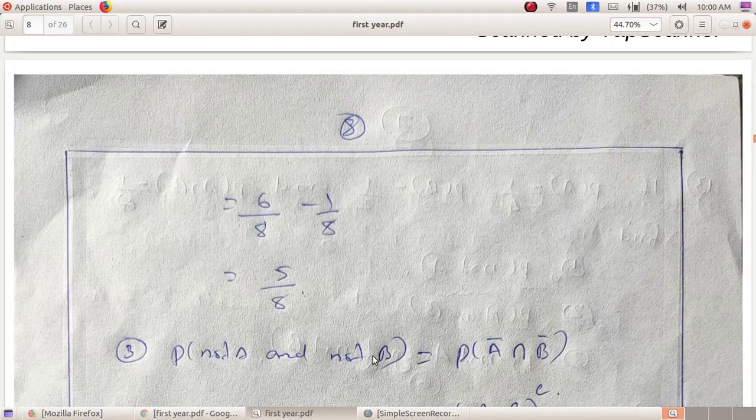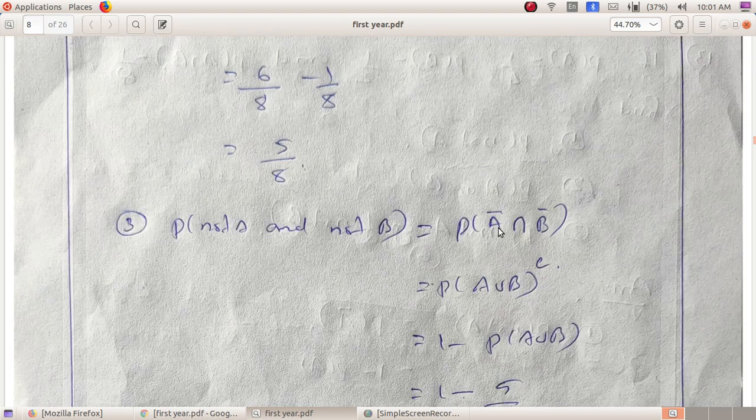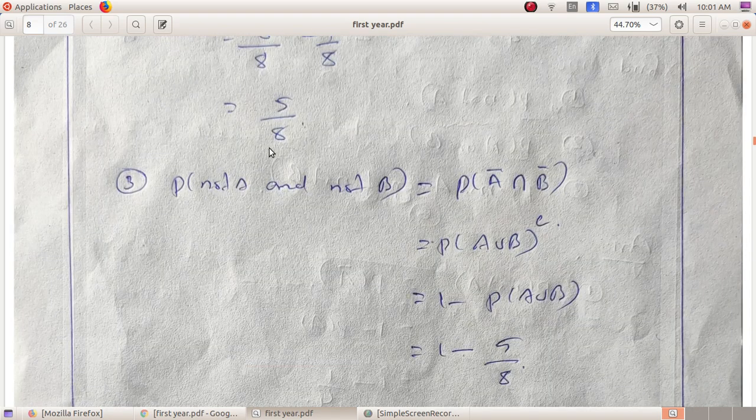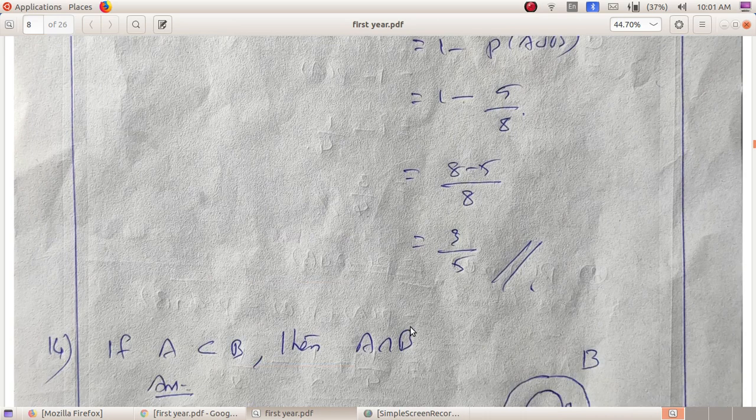P of not A and not B. Not A and not B, in probability 'and' gives intersection. So by De Morgan's law, P of A complement intersection B complement means what? A union B whole complement. This is a formula. You learn this by heart. P of A union B whole complement means what? 1 minus P of A union B. Then no need of writing complement here when we choose 1 minus. Okay. This is also a formula. 1 minus P of A union B is 5 by 8. Then you take cross multiplication. 8, 1 into 8, 8 minus 5 into 1, 5. So 3 by 8 is the answer.